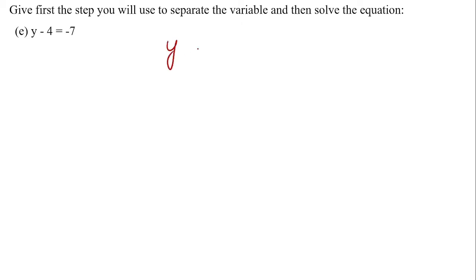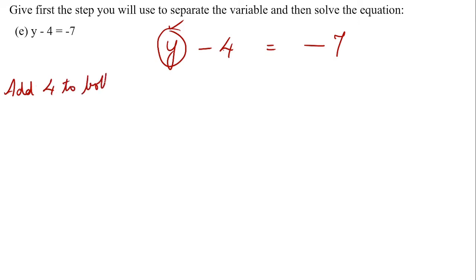Here y minus 4 is equal to minus 7. So the unknown quantity is y over here, correct? And then you have minus 4. So what you have to do? So add 4 to both the sides.